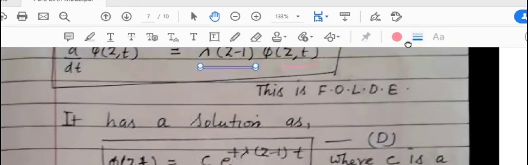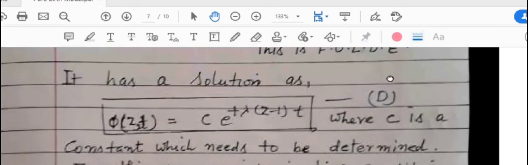You may be remembering, it has a solution like this: φ(z,t), just like y, is equal to C e^(λ(z − 1)t). C is a constant for the determination. Here it is plus; by mistake it was made minus. So this is plus, but you need not write plus. Lambda (z − 1) into t.